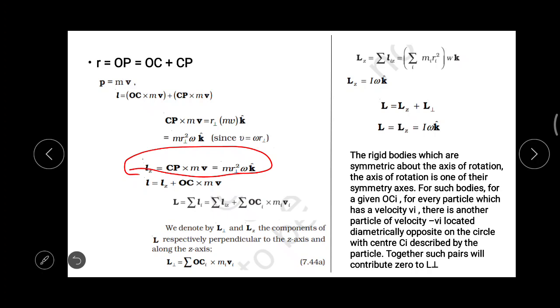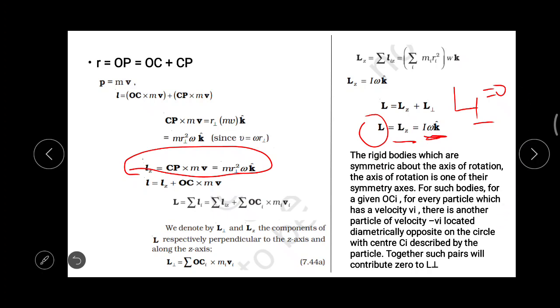As we are considering a rigid body with a fixed axis of rotation, we have to neglect the perpendicular component of the angular momentum, as we have done in the case of the torque values. So the perpendicular component of the angular momentum, that is the summation of OCi cross Mi Vi, that is L perpendicular, will be considered as 0. Then the total angular momentum L will become Lz, and that will be equal to I omega K cap.